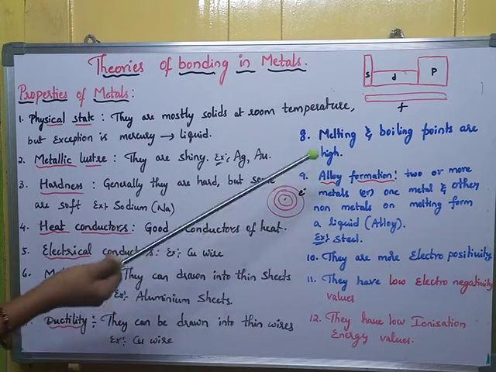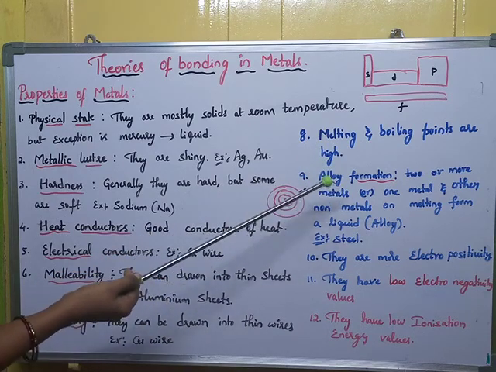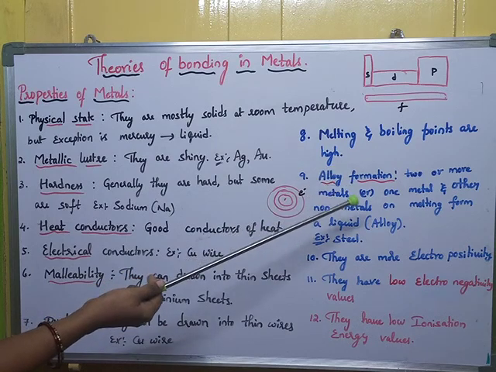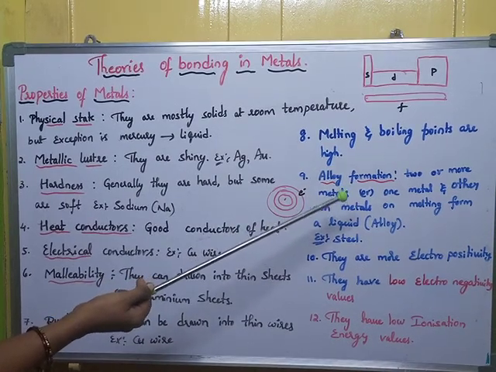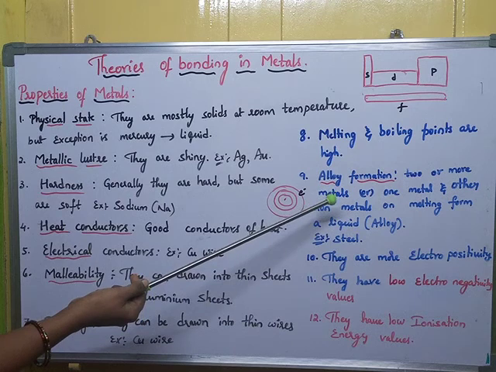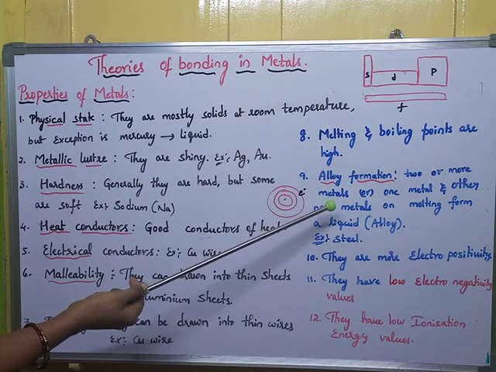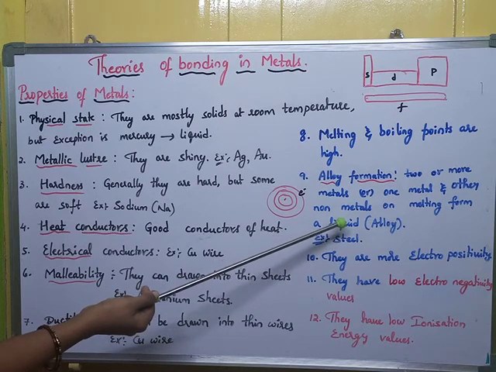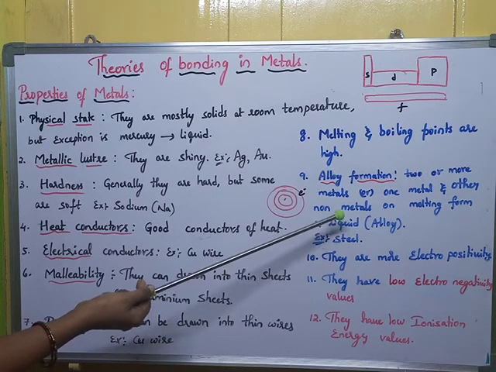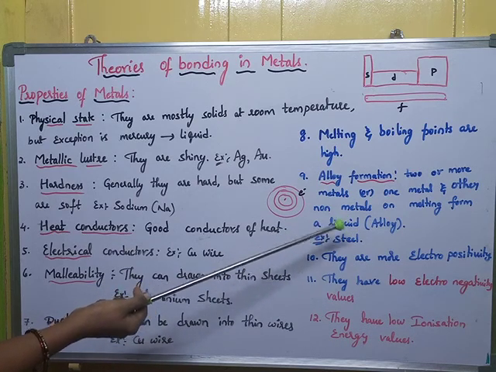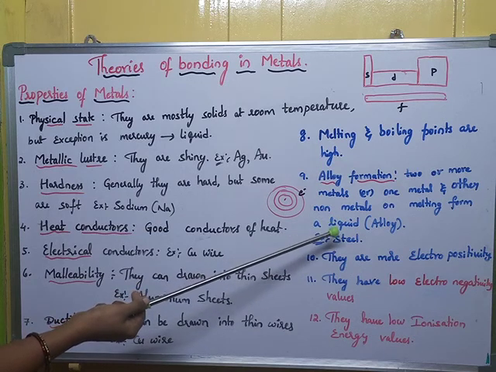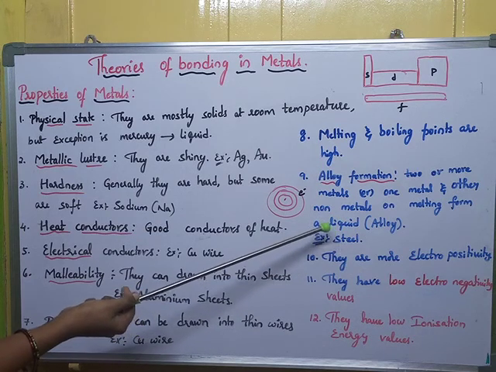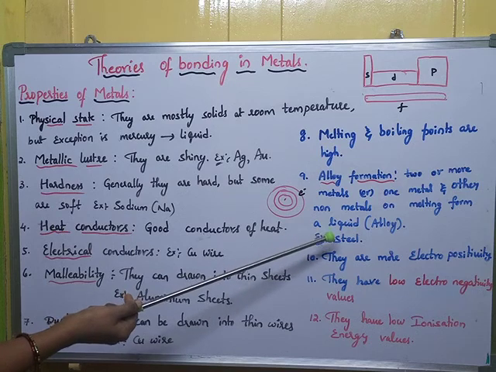Next, coming to alloy formation. Already we have discussed what alloys are. When two or more metals, or a metal and a non-metal, are combined in their molten form, they form a liquid state. Upon cooling, they change again into a strong solid substance, that is an alloy. The best example we can give is steel. Steel is a combination of iron along with carbon and molybdenum and some other non-metals also.